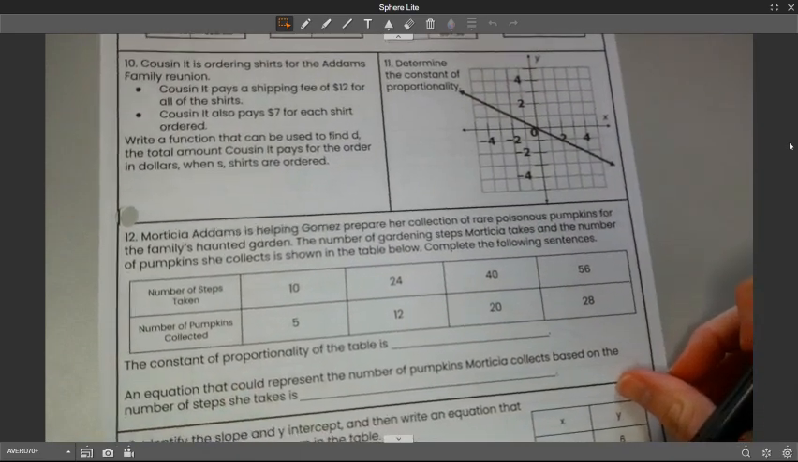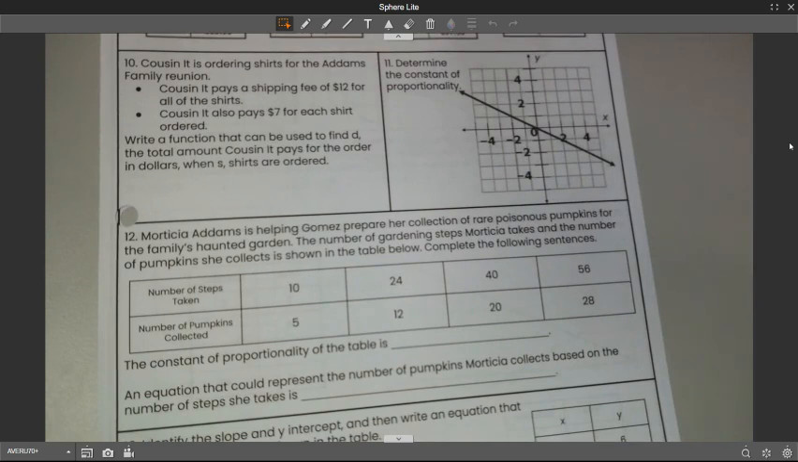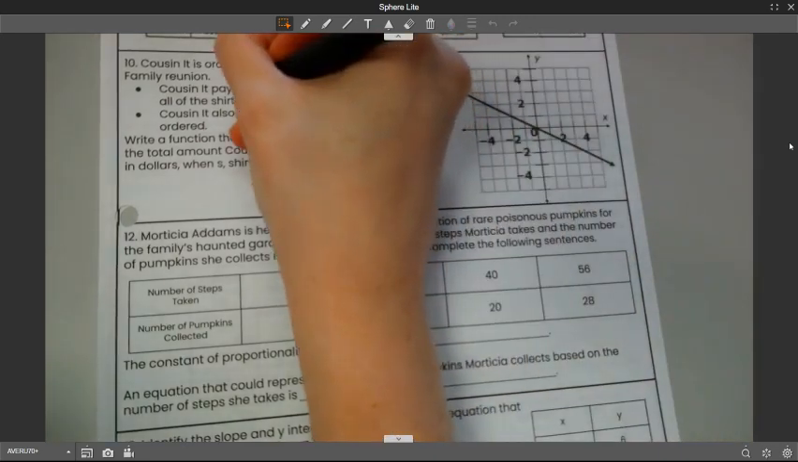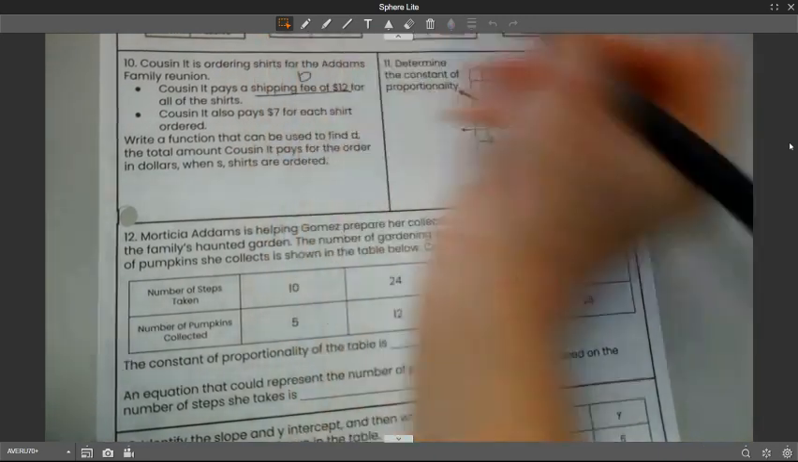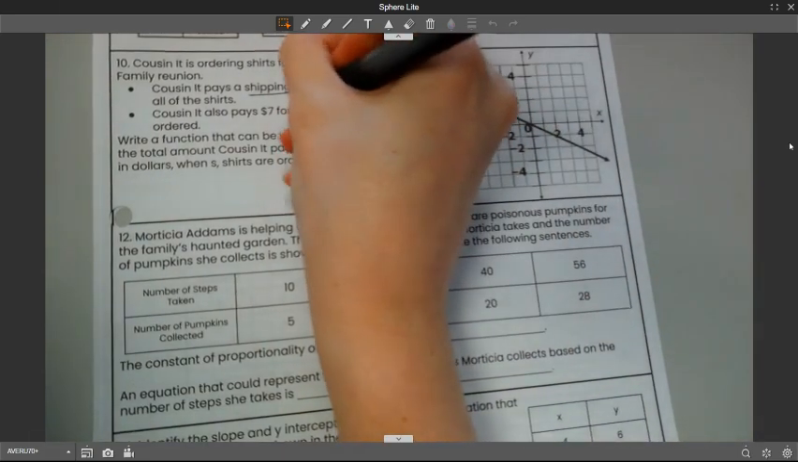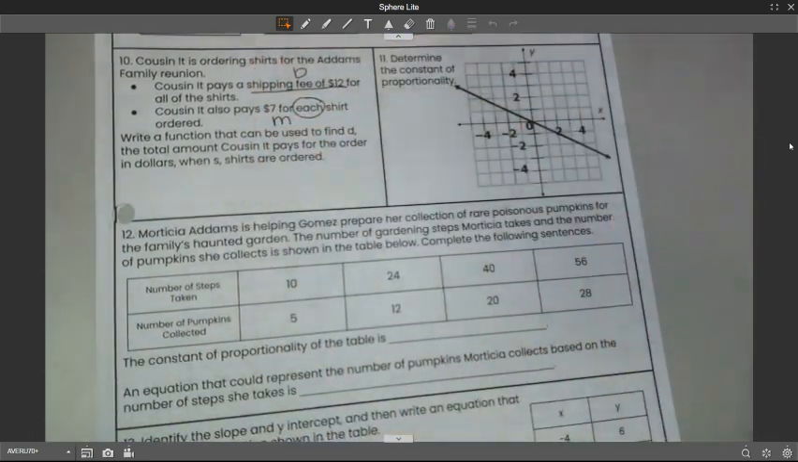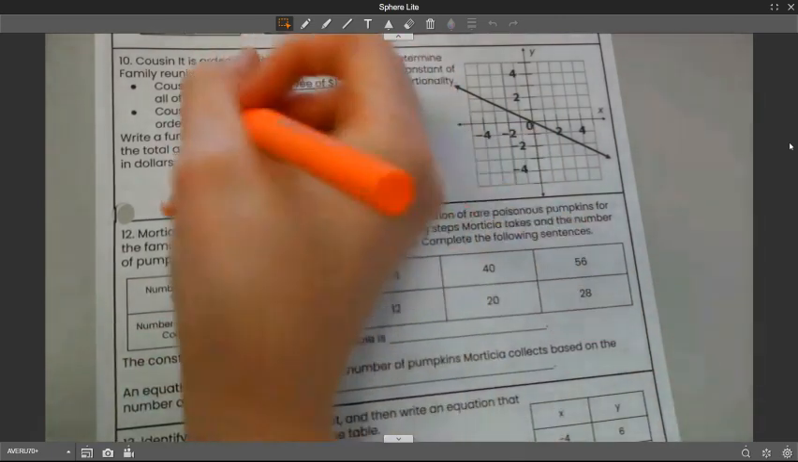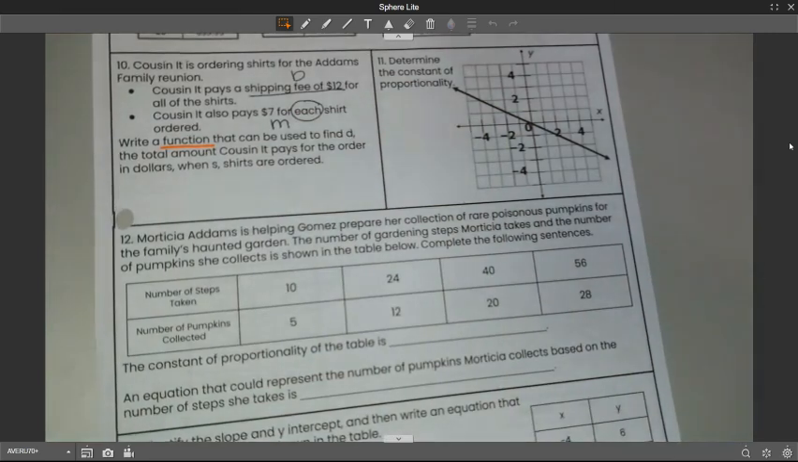Number 10, Cousin It is ordering shirts for the Addams family reunion. Cousin It pays a shipping fee of $12. Anytime we have a fee, that's our y-intercept or our b value, because it's a starting point. And then the word each tells us our slope, which is m. So write a function. Okay, this is something that I want everybody to pay close attention to. The word function just means write an equation.